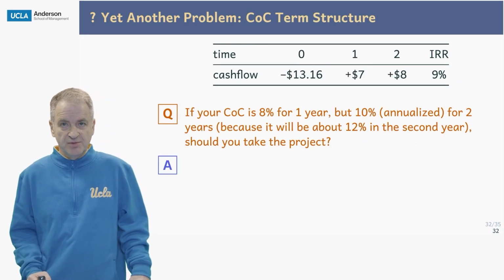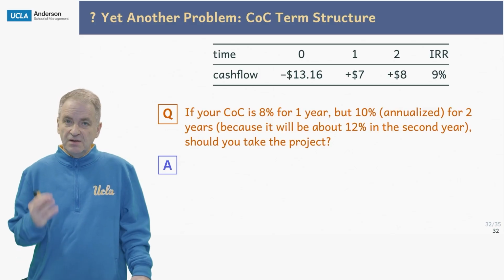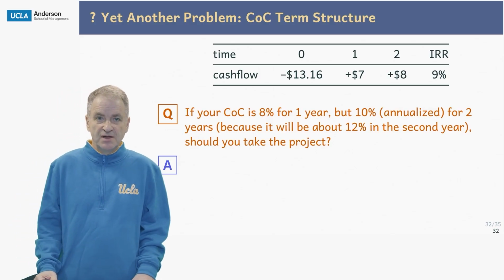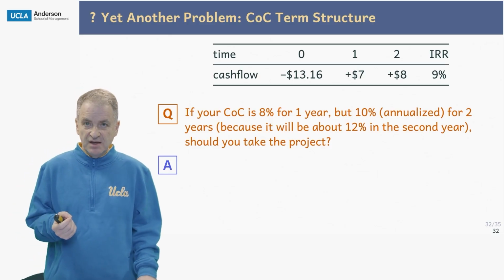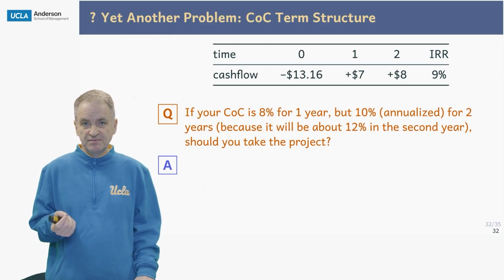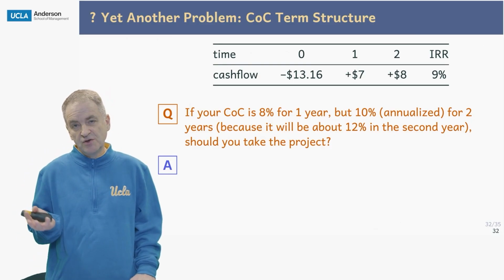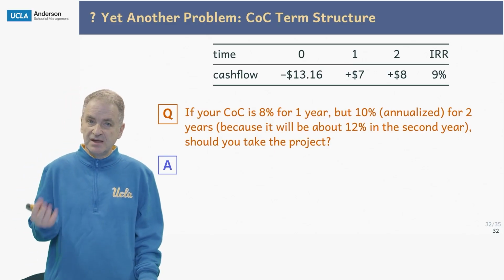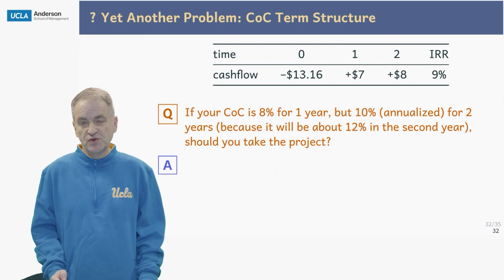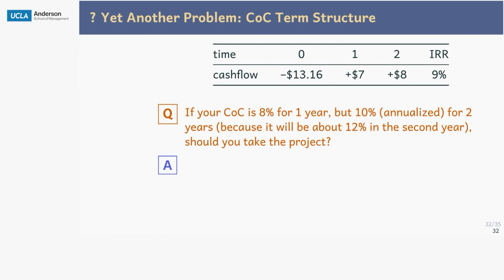Here's another little problem that we're going to have. So, same project, but now the cost of capital is 8% for 1 year and 10% for 2 years. It's because it's going to be about 12% in the second year, which is what we're going to do in the next chapter. In this case, should you take the project? Please pause this video now, answer the question on a piece of paper, and then continue.